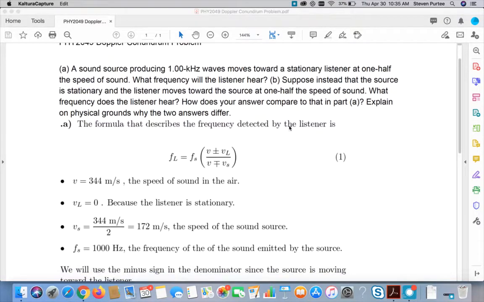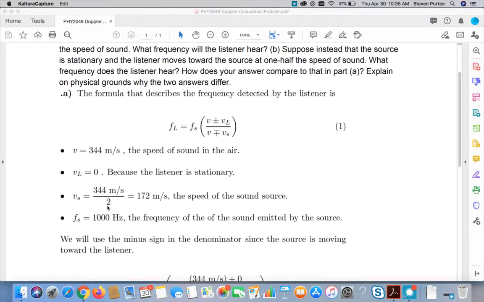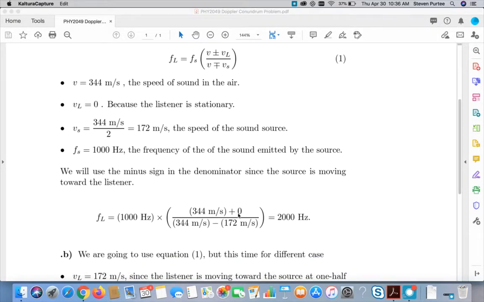Okay, so in part A, only the source is moving. The listener is not moving, he's 0. So VS is the source. Because the source is moving toward the listener, we're going to use the top symbol here, minus. So we just plug in all of our numbers. Here's our original, the actual real frequency. This is what the listener will hear. The guy sitting on the street with this siren coming at him hears a 2000 hertz tone.